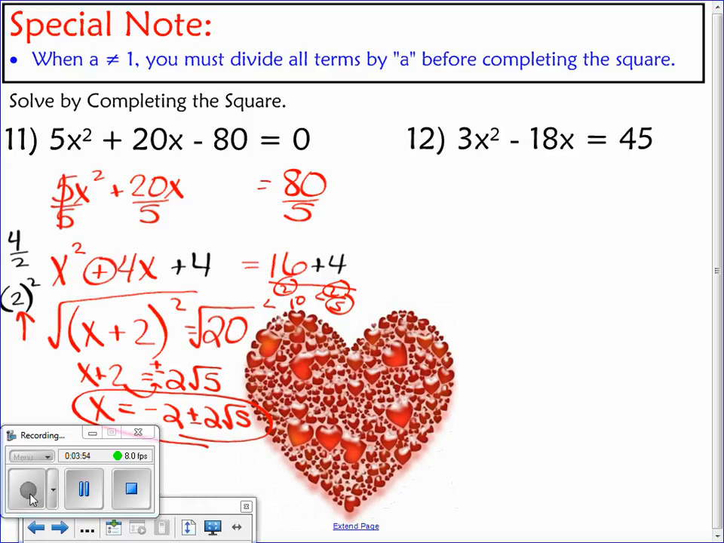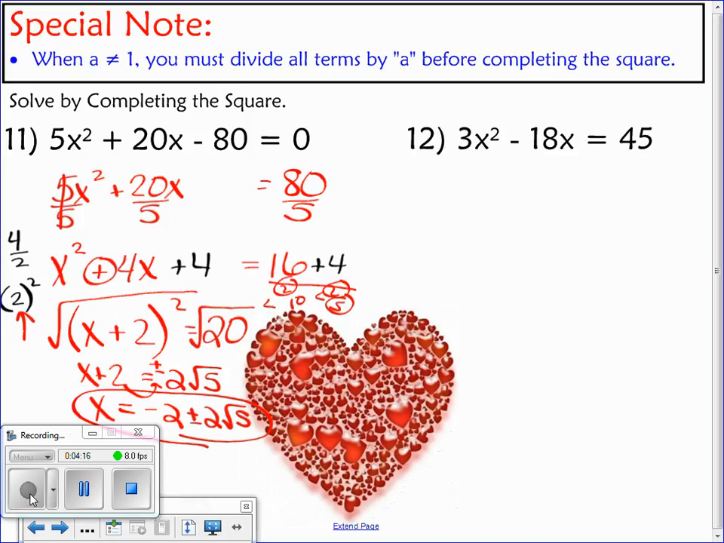So is it really much different than yesterday? No, not really. It's just that divide by A. Can you see where it could be kind of ugly dividing by A? Yeah, if you divide by a number that doesn't divide nicely, you could get some crazy fractions. All right, let's look at 12. Step 1, move C to the other side.